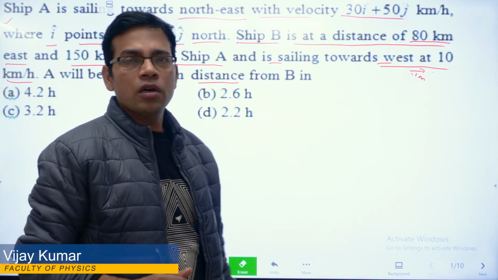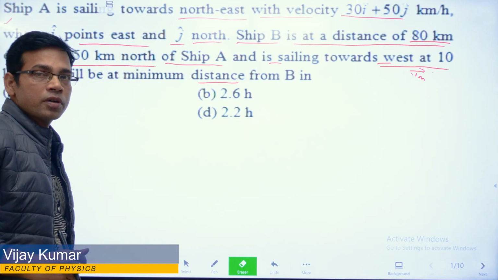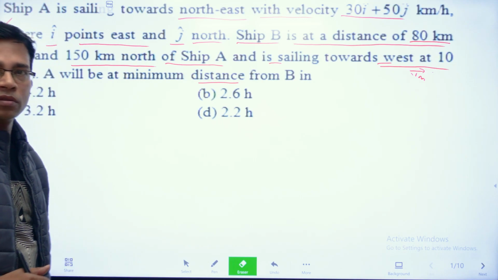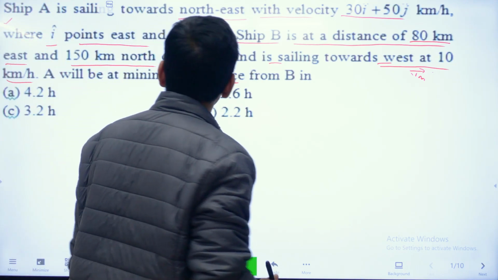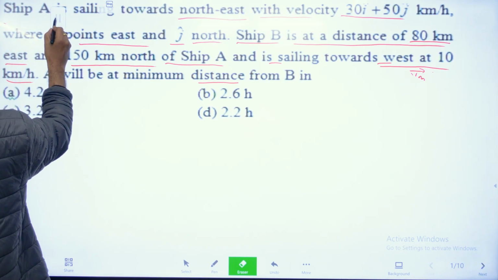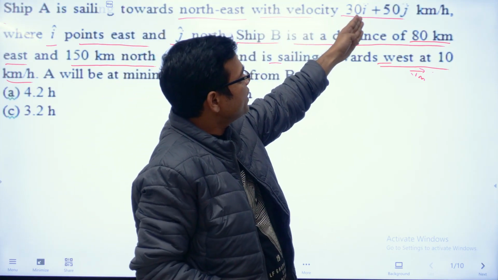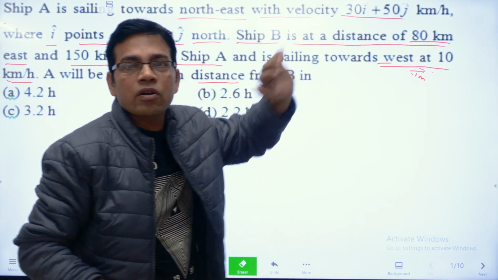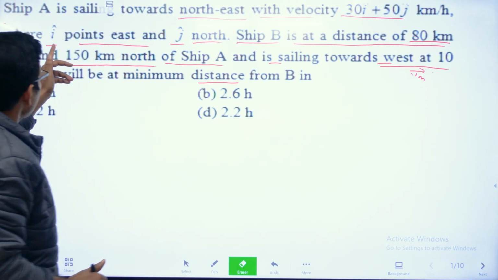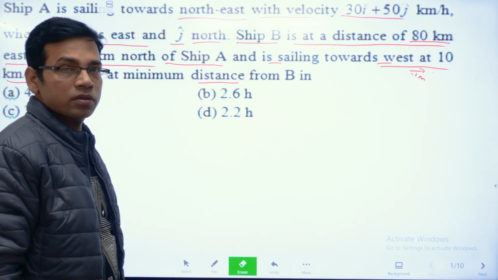Hello friends, today we are going to solve the previous year questions paper of the IIT JEE of mathematics. So come to the first problem. This problem says that ship A is sailing towards the northeast with a velocity of 30i plus 50j. This is the velocity of ship A, where i points toward the east and j towards the north.